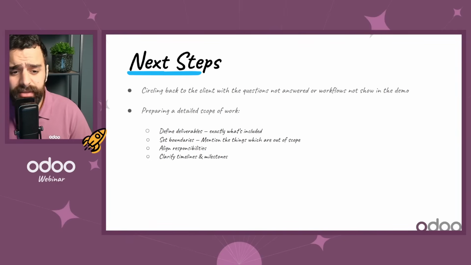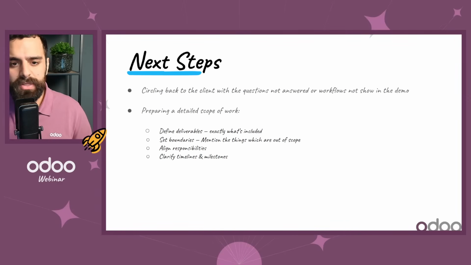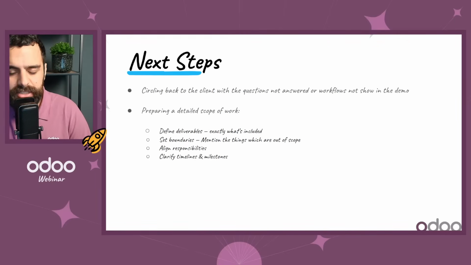Clarify the timelines and milestones. Some people will tell you, can we go live next month? We're like, no, it doesn't work. Some things take time. And people want to go live by tomorrow directly. It's important for you to set expectations that there are certain things where the responsibility is on the customer.